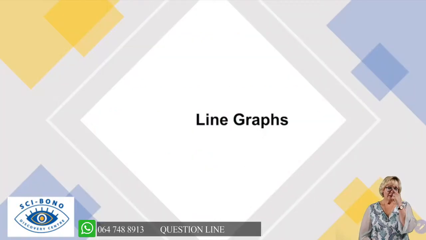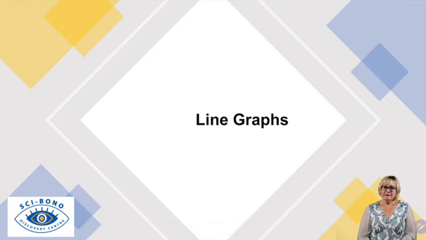Now we're going to look at the different types of graphs that you must be able to read and construct in life sciences. And normally, if they ask you to construct a graph, you get 6 marks, or 6 marks is awarded for that question. So what is important? You must be able to do it. It's 6 easy marks that you can put in your pocket if you know how to do it.